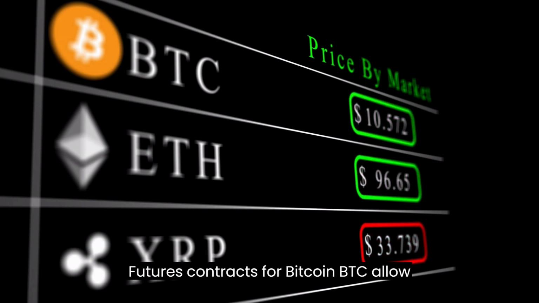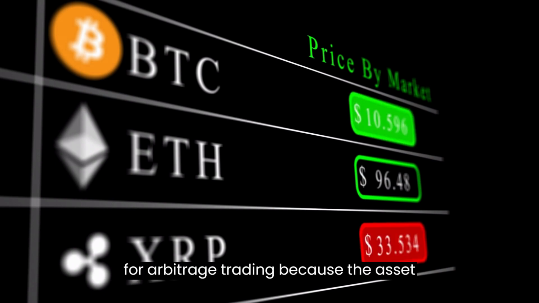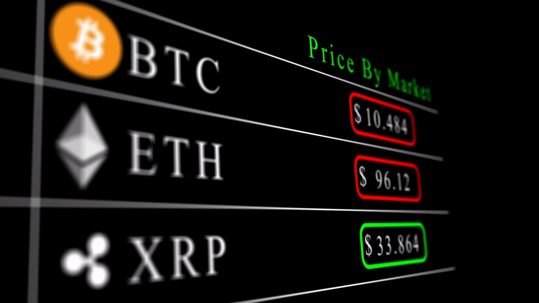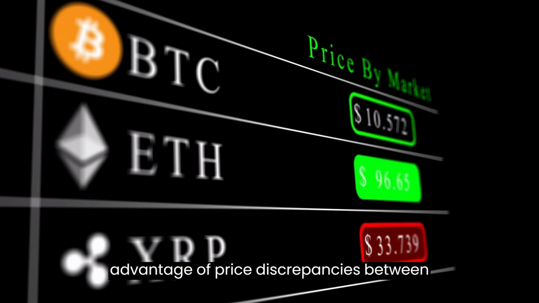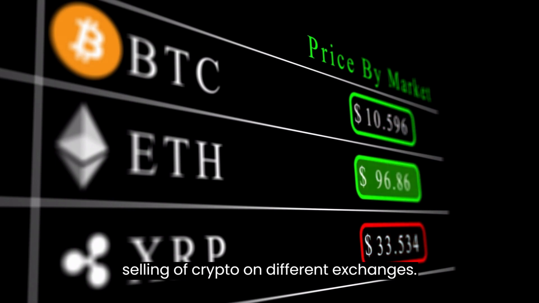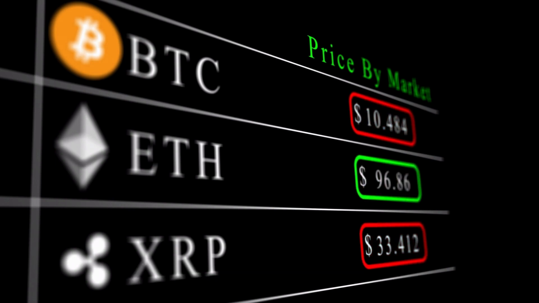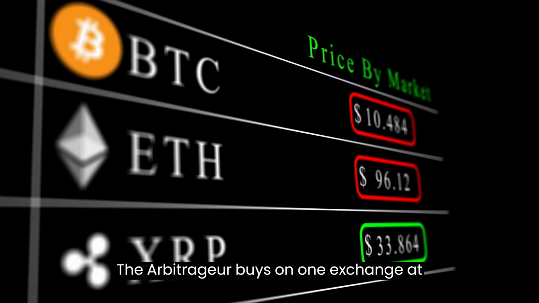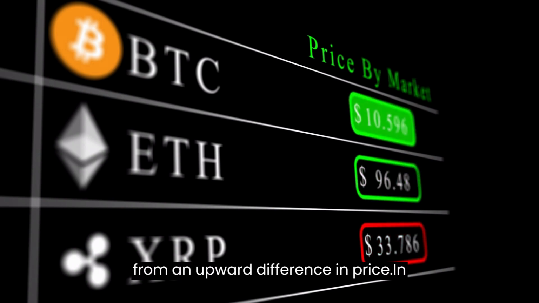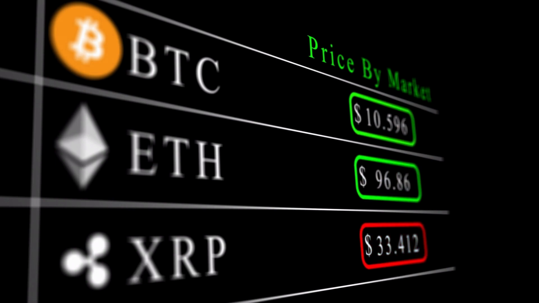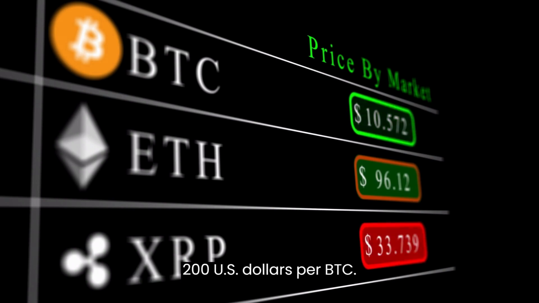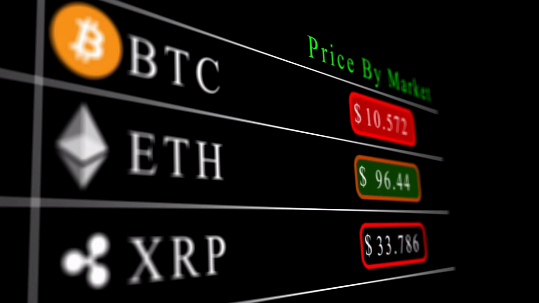Futures contracts for Bitcoin, BTC, allow for arbitrage trading because the asset is not usually linked to actual Bitcoins. The most traditional way to take advantage of price discrepancies between exchanges is through the buying and selling of crypto on different exchanges. The arbitrageur buys on one exchange at a price that is lower than that of another exchange, then resells to profit from an upward difference in price. In this way, a trader could profit from a difference in crypto prices as high as $200 per BTC.